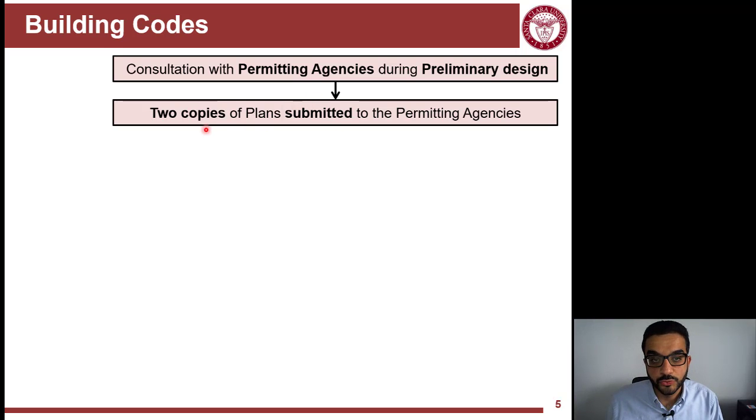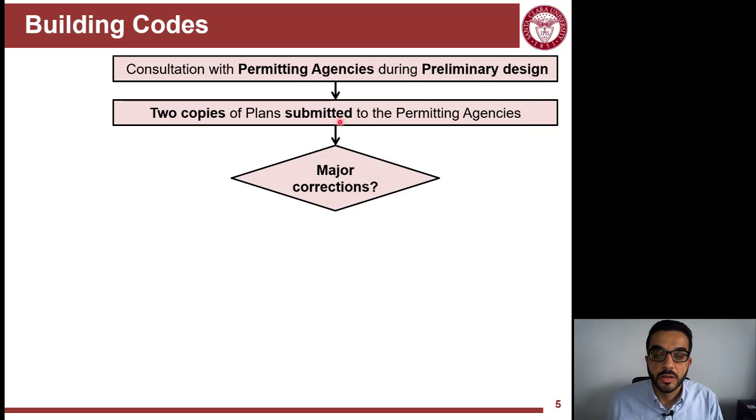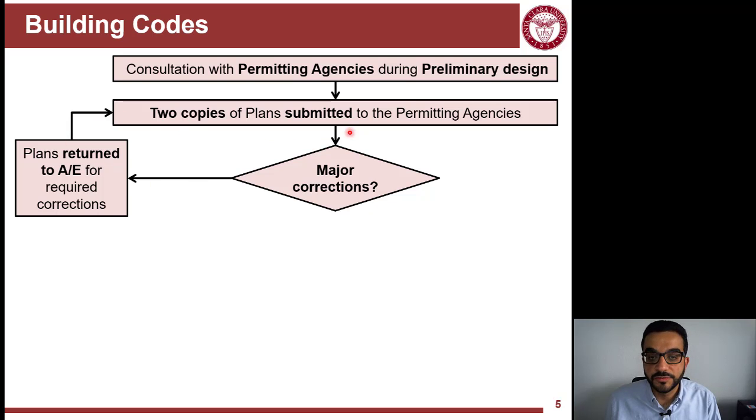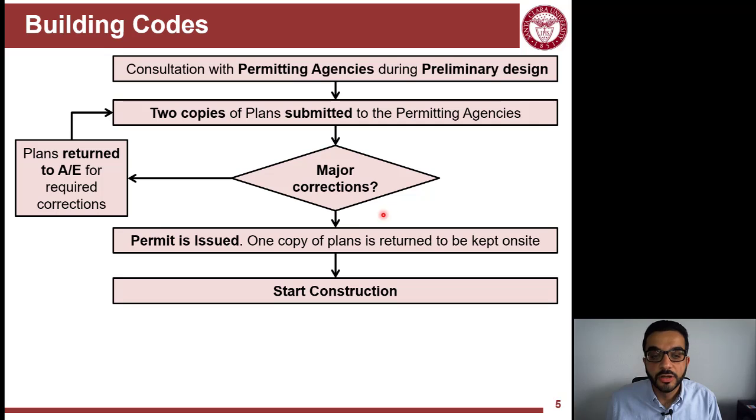Then you prepare 2 copies and submit them for getting the permit. The city or that permitting agency will review the plans, and if there are any issues, they will send it back to you to fix them. If there are no issues, they are approved. The permit is issued, so you pull the permit now, it's issued, and 1 copy will stay with the city, 1 copy will be returned to the one who pulled the permit, to keep on site.